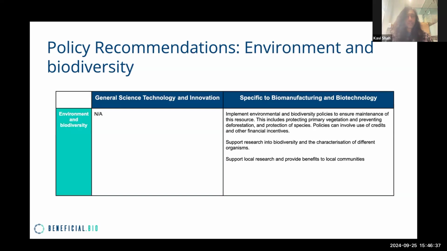And then the final few points are very specific to environment, biomanufacturing and biotechnology. And these include protecting the environment and biodiversity and supporting research.